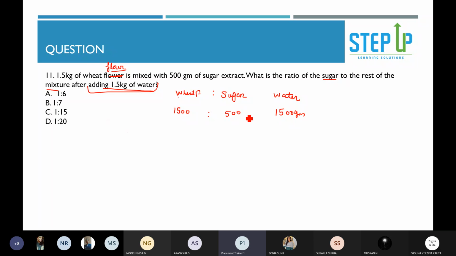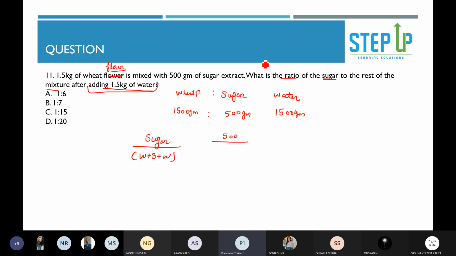1500. Okay, so what's the question they are asking now? What is the ratio of sugar to, so sugar to what? Sugar to the rest of the mixture. So what will be the rest of the mixture? Wheat flour and water. See, once you add wheat and sugar, you cannot separate it. And once you add water to it, again, you cannot separate it for sure. Yes or no?